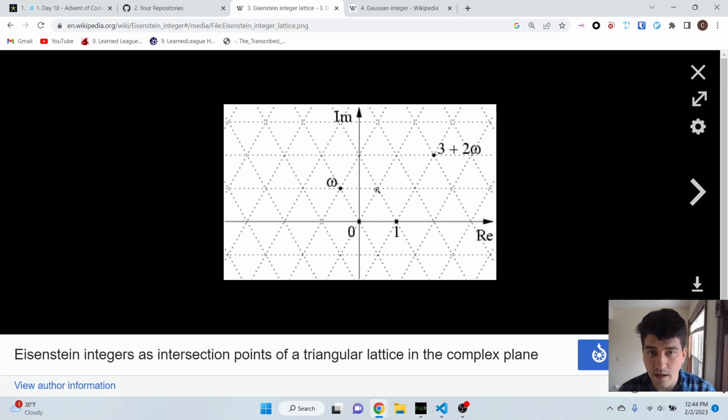1 plus omega, right, would be this coordinate here. So you get these equilateral triangles, so it's now a triangular lattice. But the thing I want to explore today is that inscribed in this triangular lattice are hexagons.